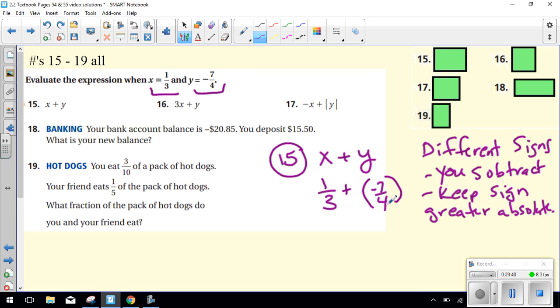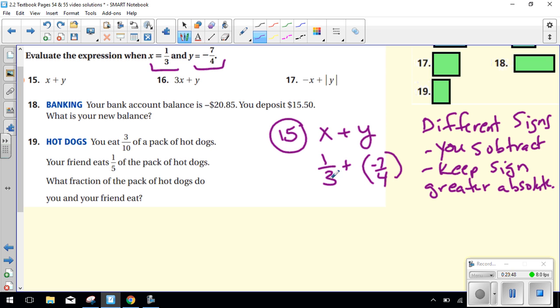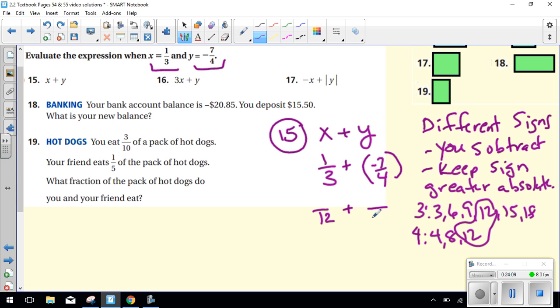It's not -2 plus 3. It's now 1/3 plus -7/4. So I first find common denominators. If we count by 3: 3, 6, 9, 12, 15, 18. And then let's count by 4: 4, 8, 12. Oh, there we go. 12 is my common denominator. So I set up my denominators. I bring this negative down. 3 times 4 gets me to 12.